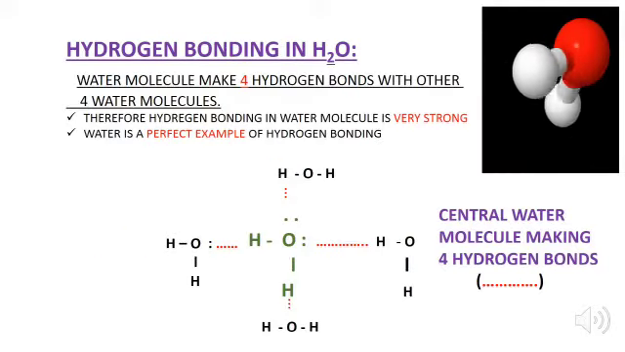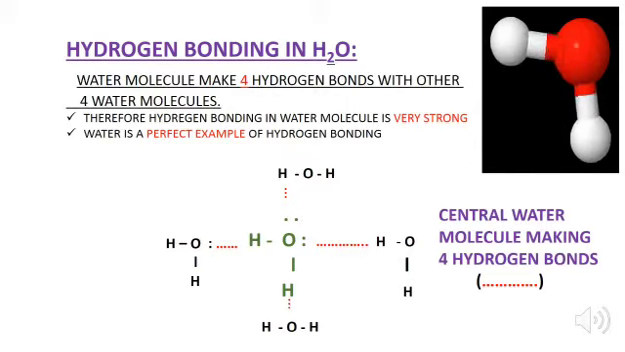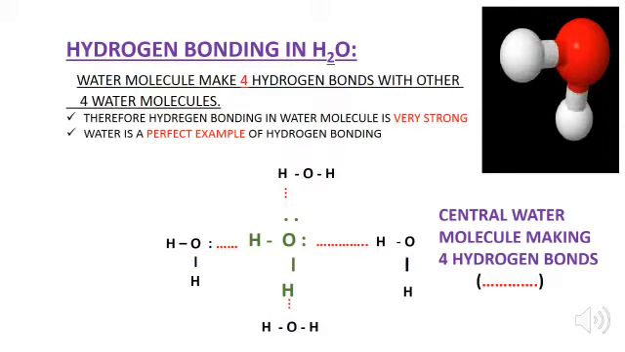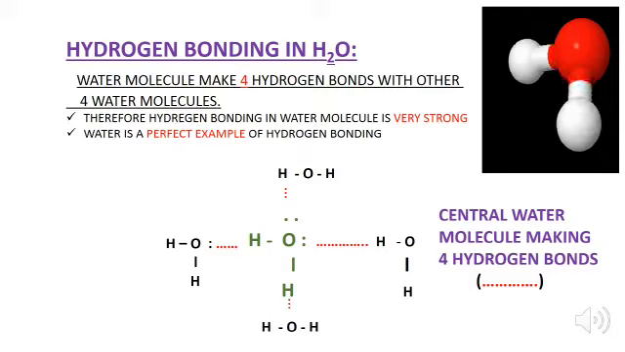A water molecule can easily make 4 hydrogen bonds with 4 other water molecules. Now look at the diagram: the central water molecule making 4 hydrogen bonds. The red dotted line shows the hydrogen bonding. Here the central oxygen, having 2 lone pairs of electrons in a water molecule, can easily make 2 hydrogen bonds with 2 other water molecules.